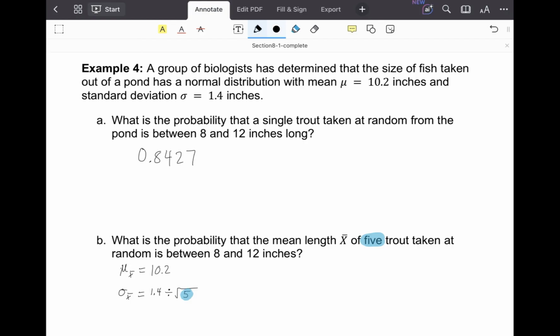Now, just intuitively, it's more likely that you would get something really far away from the mean with a single trout versus 5 of them. Maybe the first trout's a little smaller, but then the next one may be a little bigger than the average. They even out. So like this larger sample size, we think this probability is going to go up.